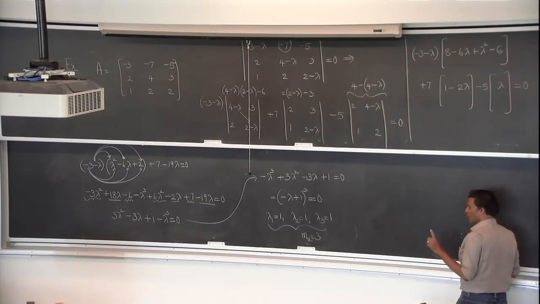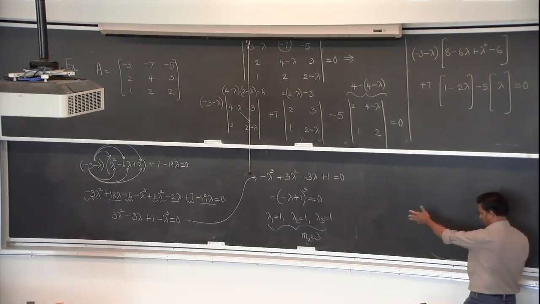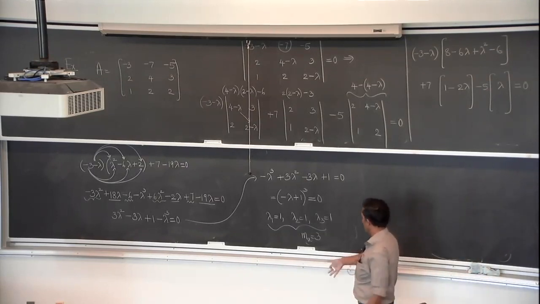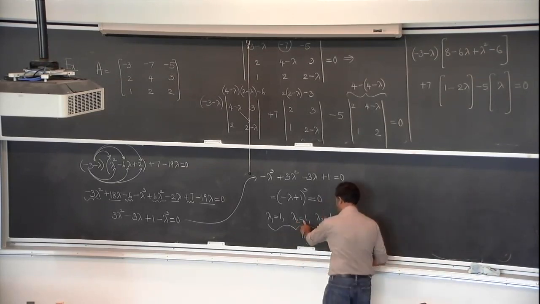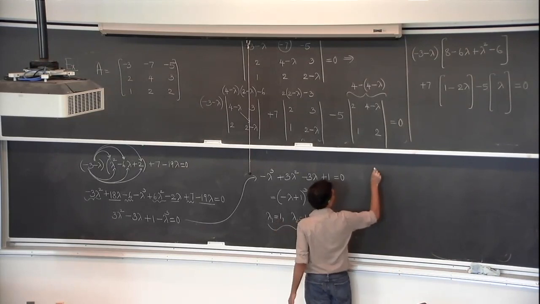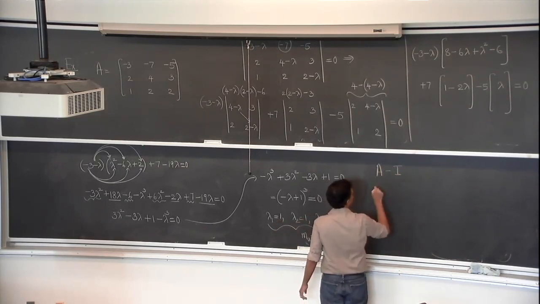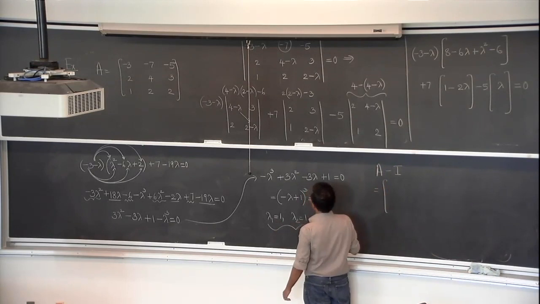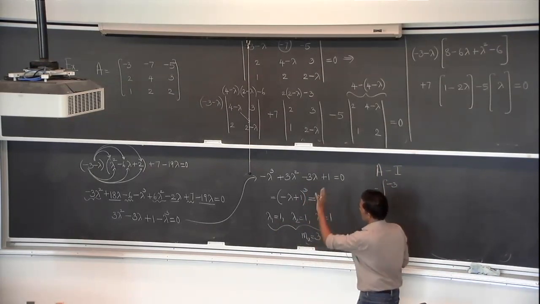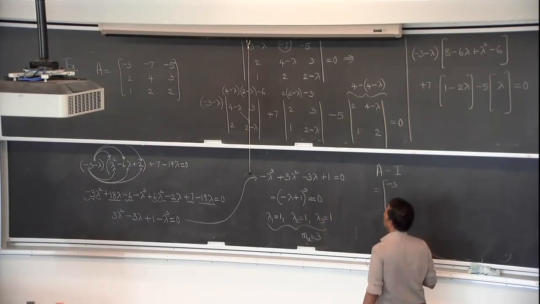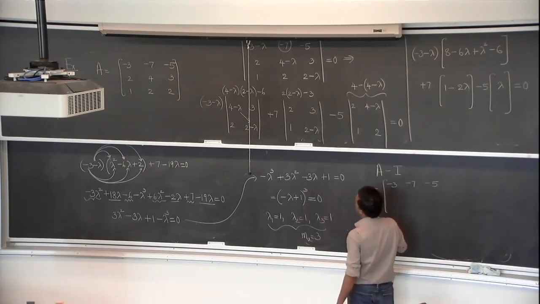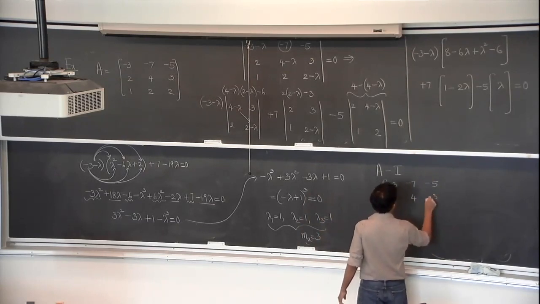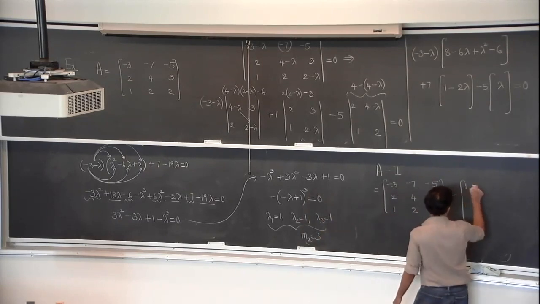Good thing is you only have to do one eigenvector, because no matter which one you take, that one will represent the others. So go ahead and pick your favorite one. I'm going to pick this one. You can pick this one or that one. So A minus I is going to be a little bit involved because the numbers are all kind of not equal to 1. So negative 3, negative 7, negative 5, 2, 4, 3, 1, 2, 2, minus the 3 by 3 identity matrix.